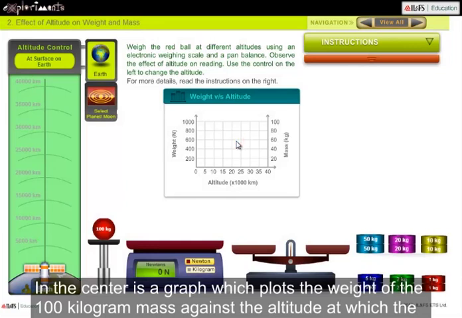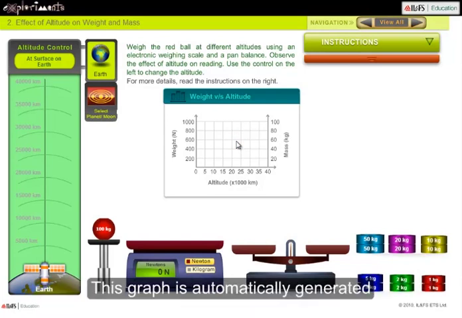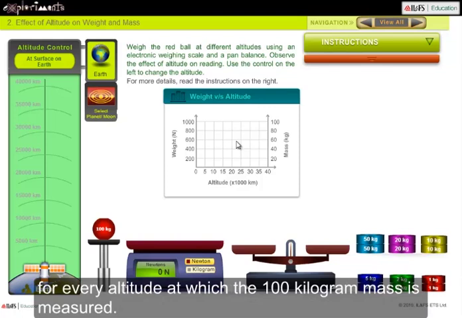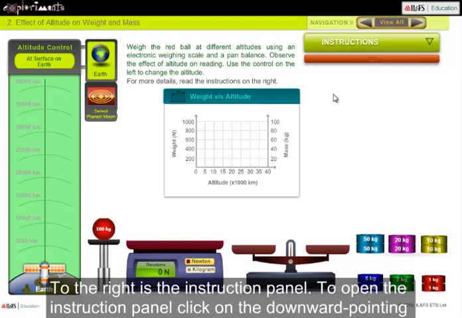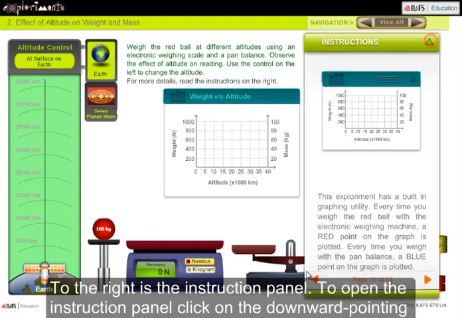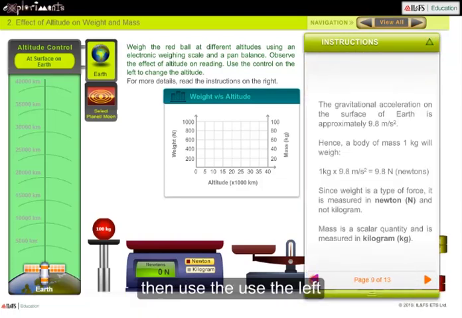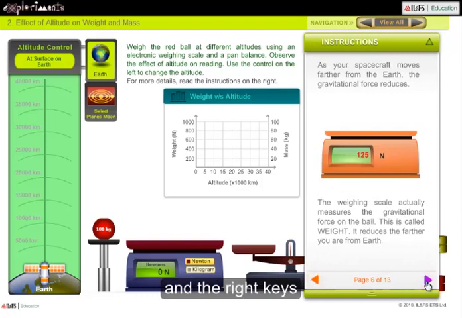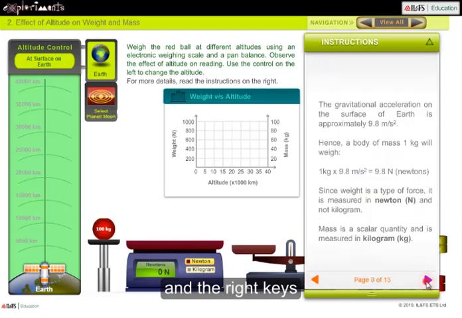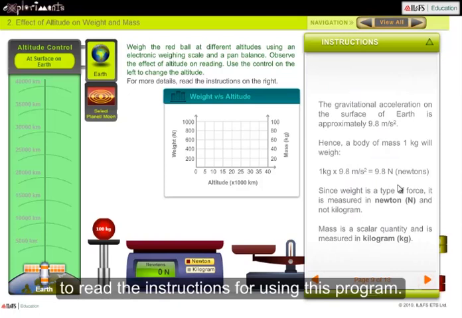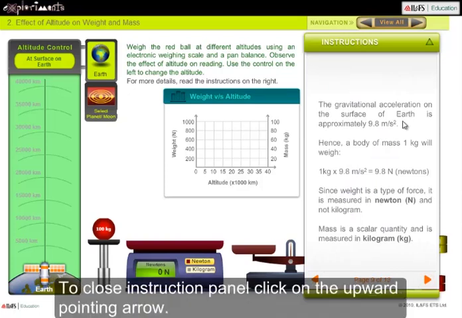In the center is a graph which plots the weight of the 100 kilogram mass against the altitude at which the measurement was taken. This graph is automatically generated for every altitude at which the 100 kilogram mass is measured. To the right is the instruction panel. To open the instruction panel, click on the downward pointing arrow, then use the left and the right keys to read the instructions for using this program. To close the instruction panel, click on the upward pointing arrow.